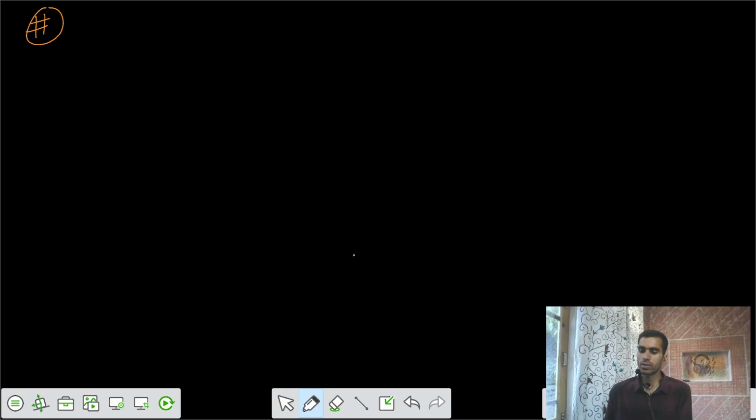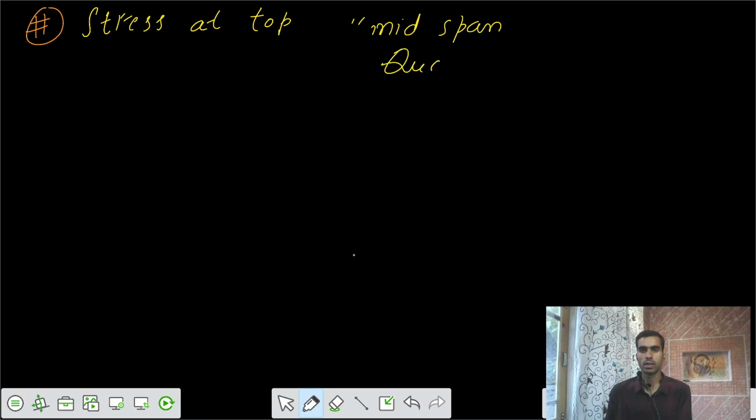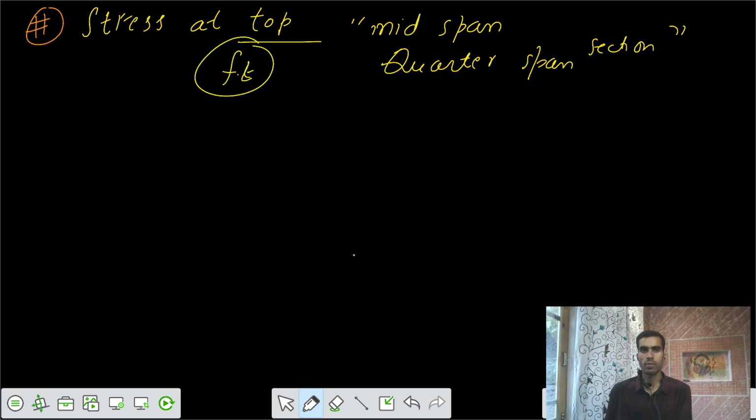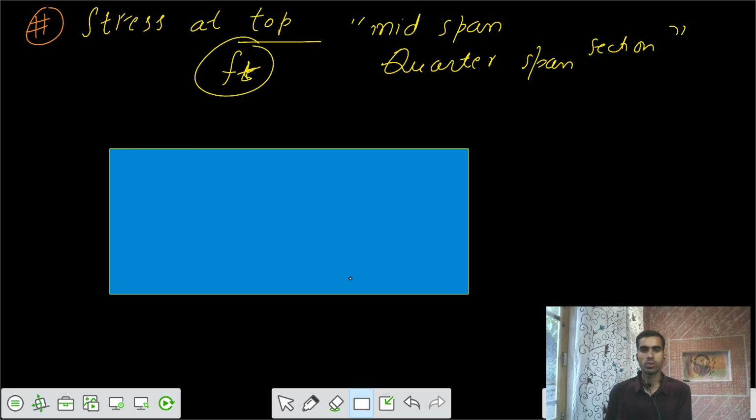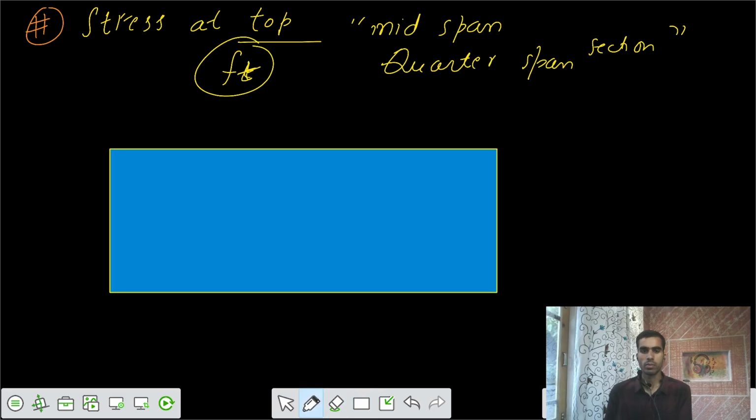We need to say what are the stresses at the top, at the mid-span section and the quarter span section. So at these two sections, we have to calculate the stresses at the top, that's FT. The beam is given to you, and it's having some UDL.